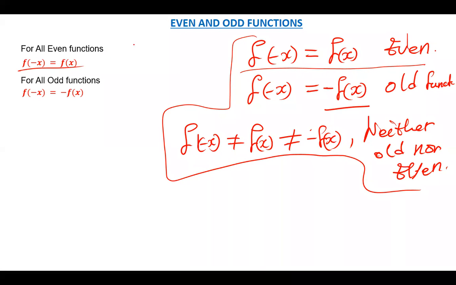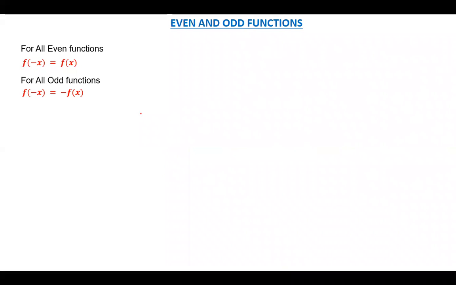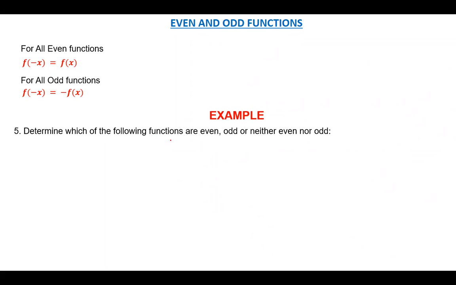Therefore, let us look at some of the examples. Okay, so let's quickly look at some of the examples. So the first example we have is: determine which of the following functions are even, odd, or neither even nor odd.